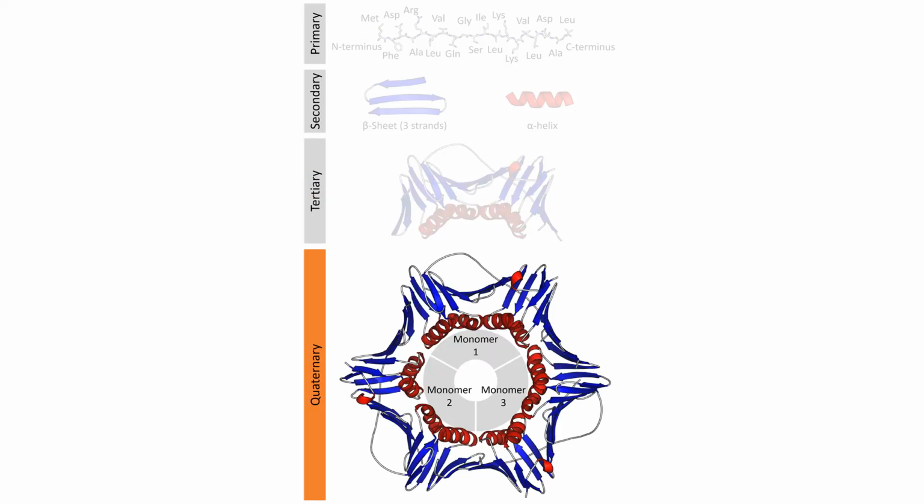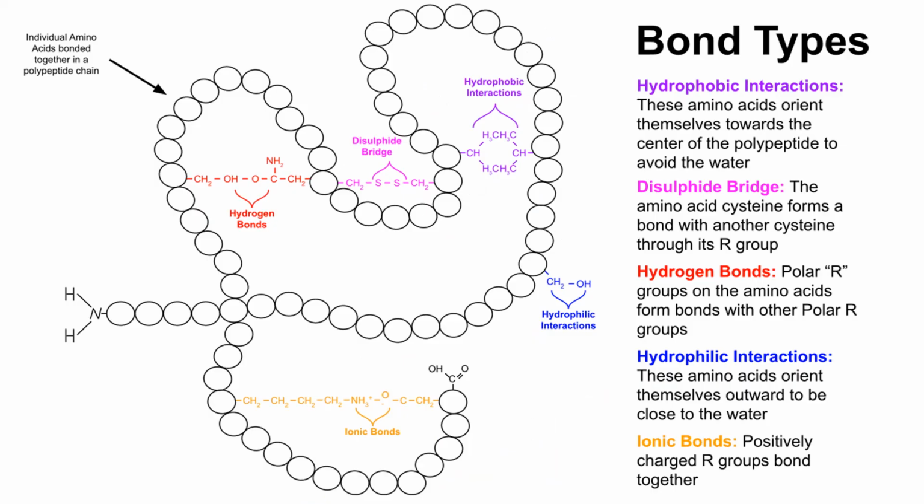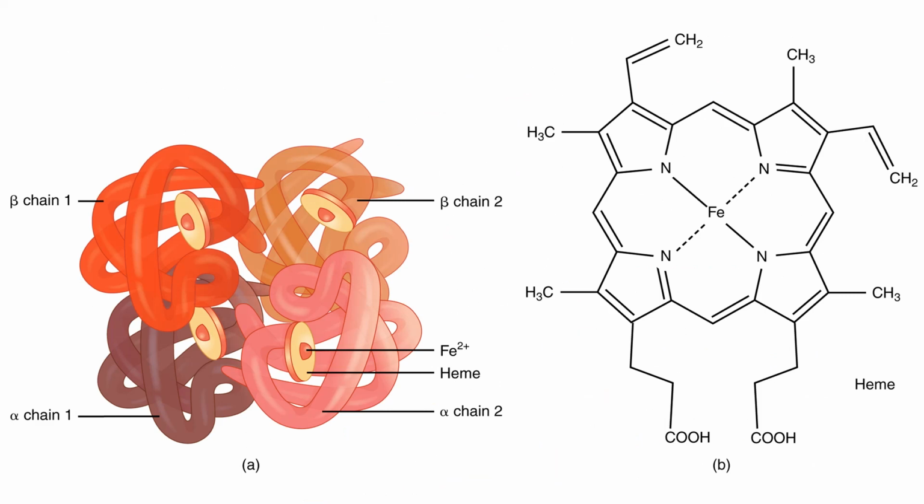This would be the quaternary structure. Here, multiple polypeptide chains with tertiary structures bond and fold through the interactions listed previously. An important protein in our body that contains a quaternary structure is hemoglobin, for example.